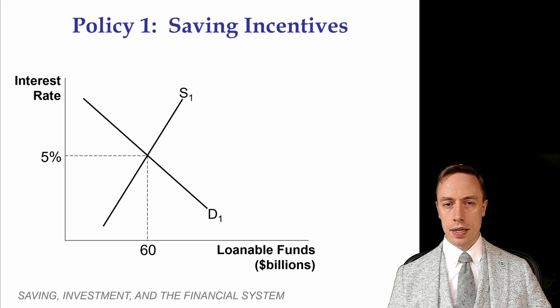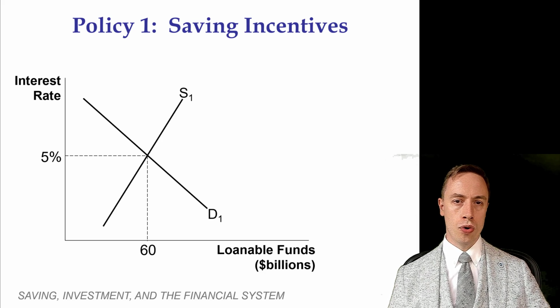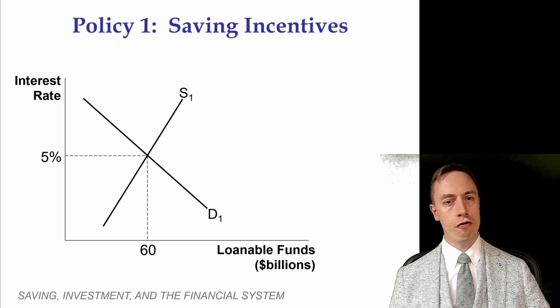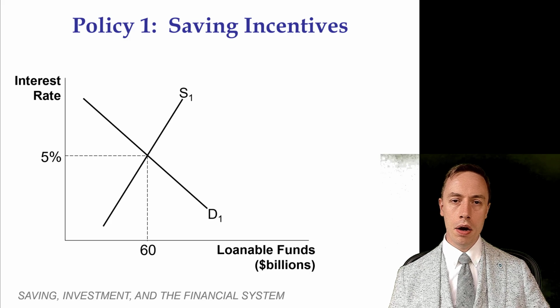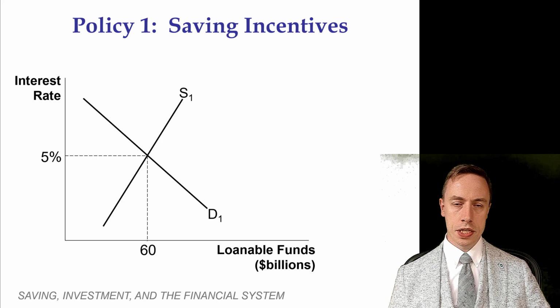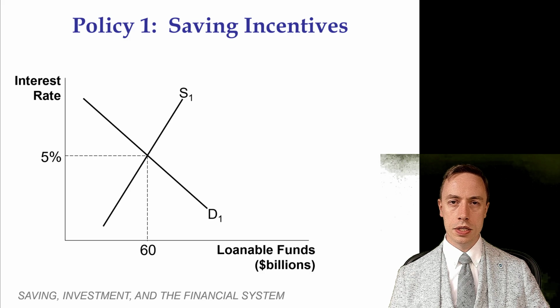Let's say the government decides it would be good if households saved more money for retirement. So they will incentivize saving more money. Let's say, for example, if you put some money into a savings account or into a 401k or into an IRA, the government will give you better treatment on your taxes. Our job is to predict the impact of this policy on our financial system.